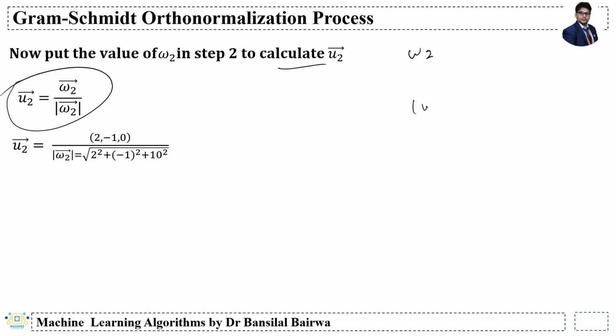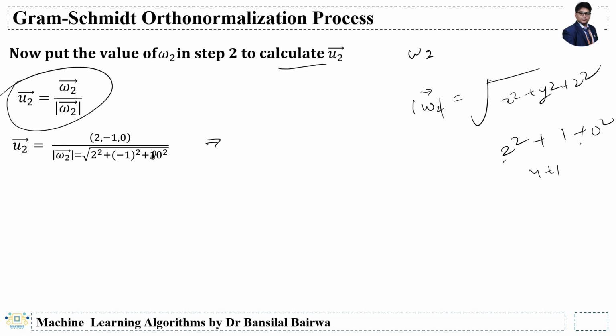And how to find the modulus of omega 2? We can calculate the square root of x square plus y square plus z square. So 2 square plus minus 1 square, that is 1, plus 0 square, which is 0 only. So 2 square plus 1 is 4 plus 1, 5, right? So our u2 vector, the orthonormal vector, will be 2 divided by root 5, comma minus 1 divided by root 5, and 0 by root 5, that is 0 only.